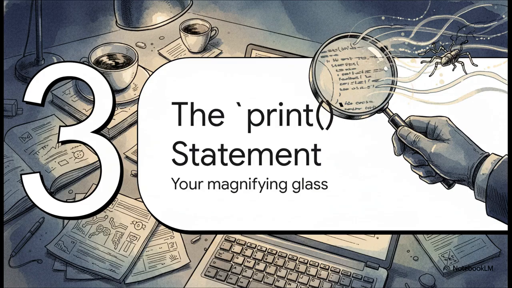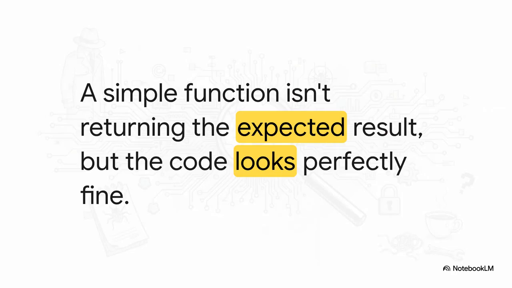And for that, we turn to one of the simplest, most powerful tools you have: the print statement. Think of it as your magnifying glass. It lets you peek inside your code while it's running and see what's actually happening in there. So let's picture this. You've got a simple function. Maybe it's supposed to add 2 numbers. You give it 2 and 2, but for some reason, it's giving you back 22 instead of 4. You've read the code over and over, and it looks totally fine on the surface.